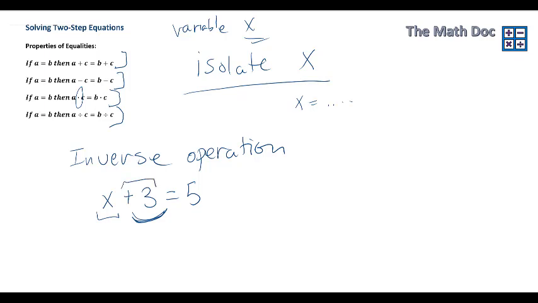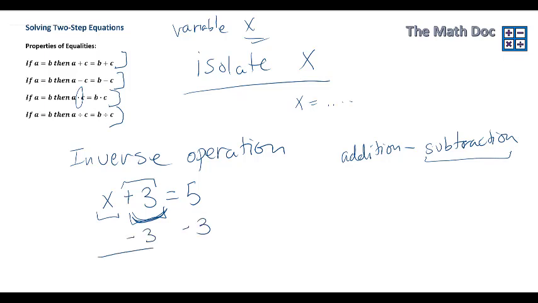What is the inverse operation to addition? The inverse operation is subtraction, right? So if we see that we have plus 3, that is a tip that what we should be doing now is subtracting. So if we subtract 3 from both sides of this equality, what happens? We have x plus 3 minus 3 equals 5 minus 3.